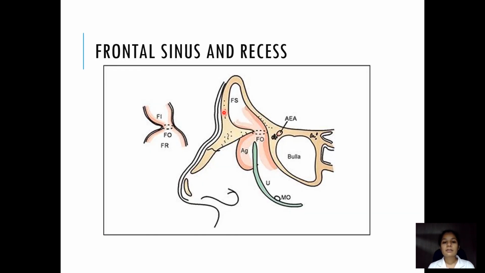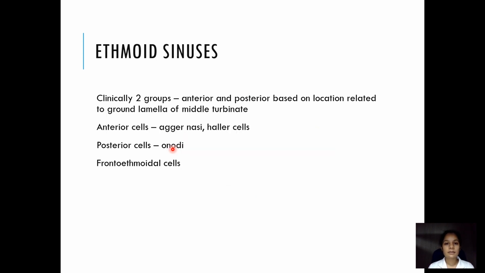This is the diagrammatic representation of the frontal sinus, constricted ostium, and the frontal recess, which ultimately forms an hourglass shaped or a funnel shaped structure. Frontal ostium and frontal recess are possible sites of obstruction of the drainage of frontal sinus based on the presence of frontoethmoidal cells as well as agger nasi cell.